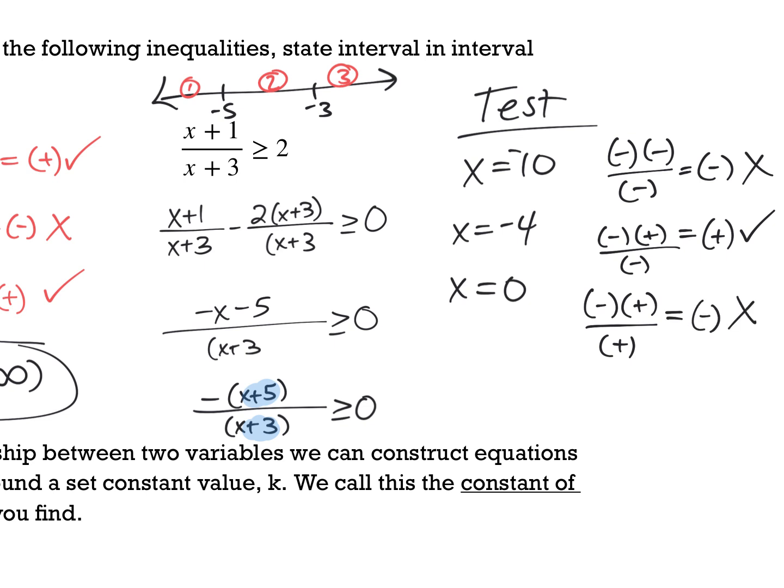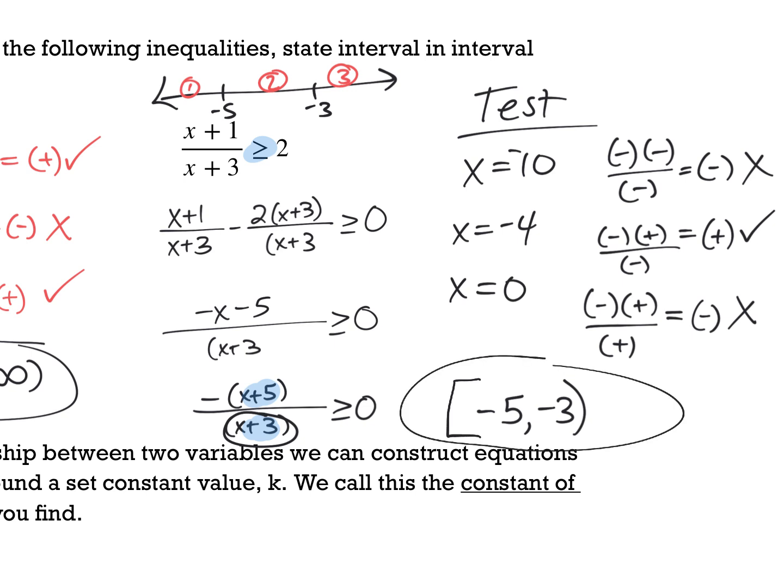Now, when we give our solution, we're going to use that middle interval from -5 to -3. Don't forget which term is an asymptote. X plus 3 creates a vertical asymptote, so -3 cannot be included even if we have a greater than or equal to. -5 is a 0, and as a result can be included.